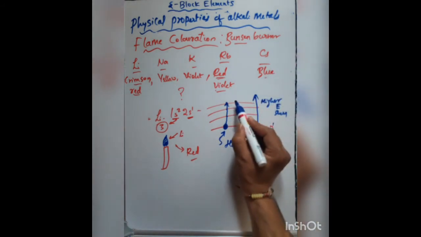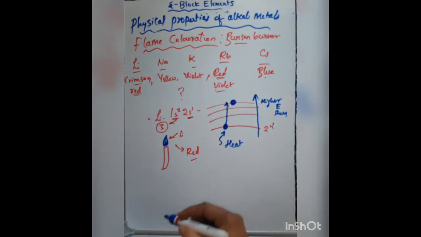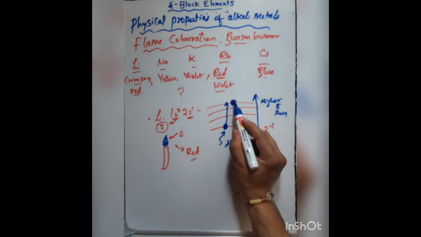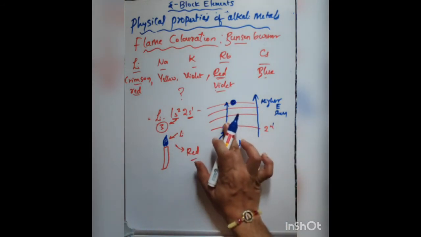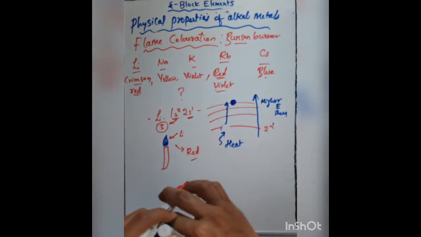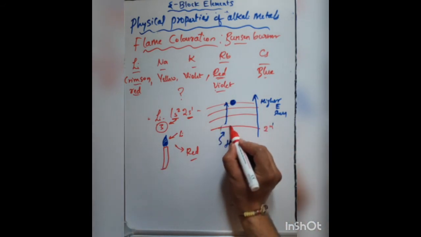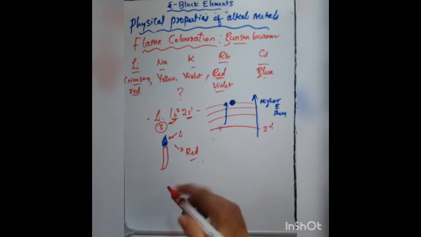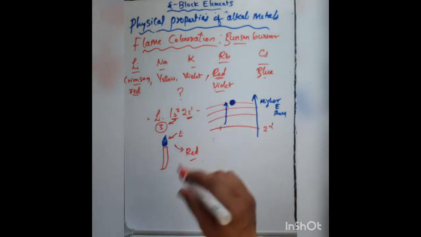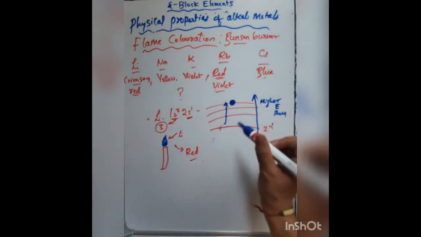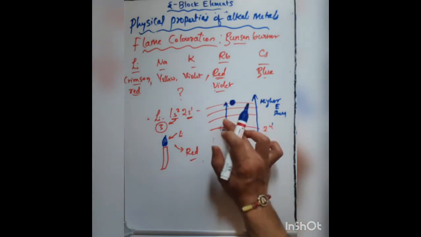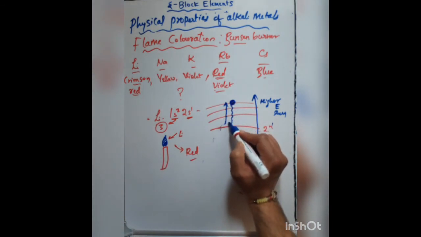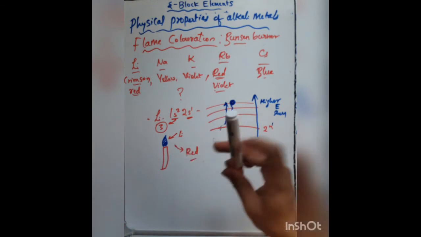Now assume that the electron has reached a higher energy state. It is not going to stay there. This electron has jumped to the higher state after absorbing the heat. After going there, it is not going to stay there. Again, what will happen? This electron is going to come back.